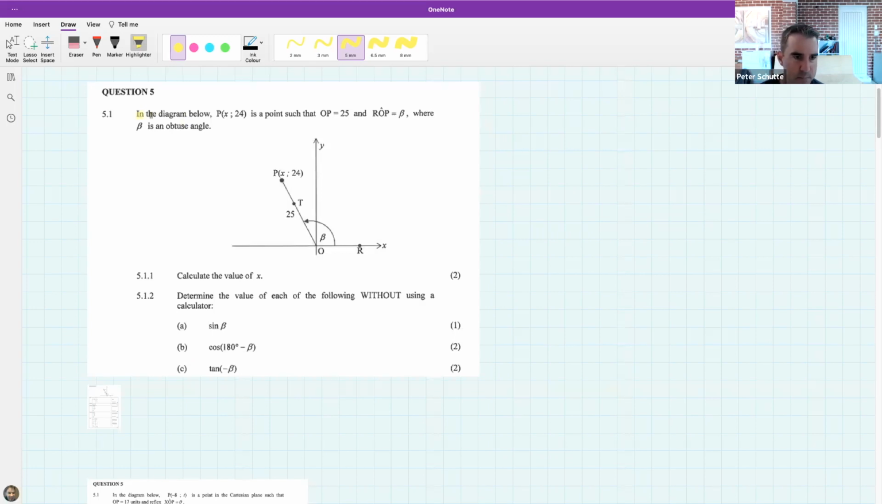So it says in the diagram below, there's this point P, which is (x; 24). So it's basically this thing over here. And then it says it is such that OP is 25. And I suppose that's the 25 that they're talking about over here. It says angle ROP is beta, so this thing over here is beta, where beta is an obtuse angle. Then it says calculate the value of x, where x is clearly this thing. So find me the value of x. I want to know what the value of x is.